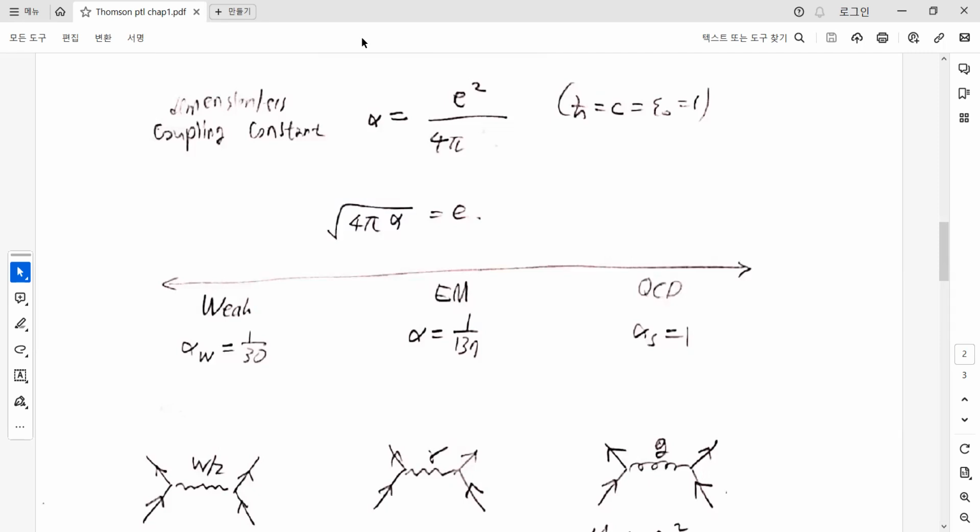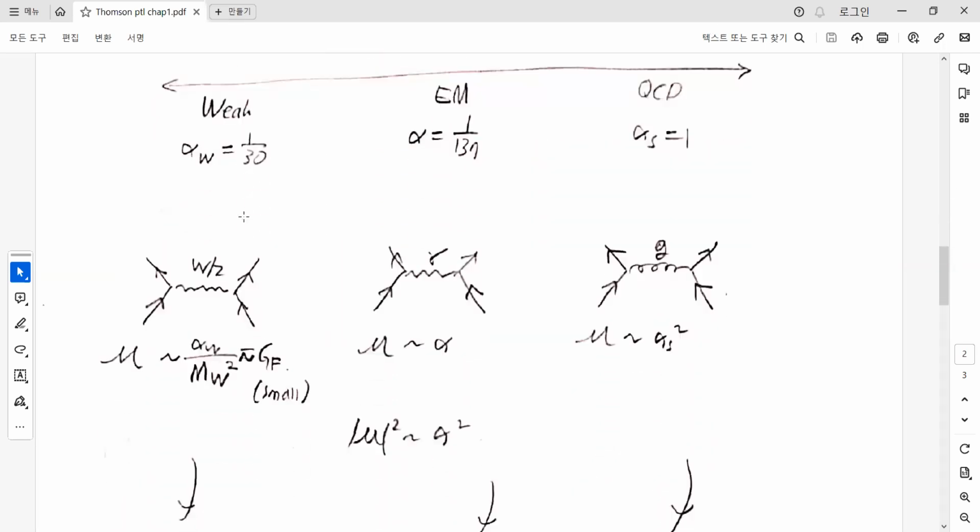We can introduce the dimensionless coupling constant alpha, equal to e squared over 4 pi, where we use natural units with h-bar and c equal to 1. The coupling e can also be written as the square root of 4 pi alpha. Alpha is also called the structure constant or coupling constant, and usually we use alpha instead of e or g. For the electromagnetic case, this coupling constant is given by 1 over 137, a very well known value.